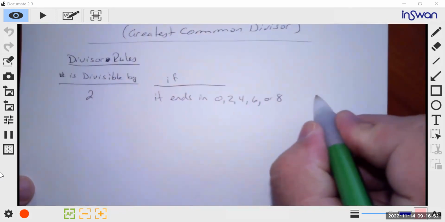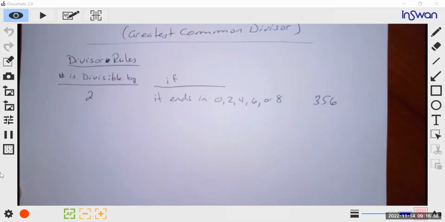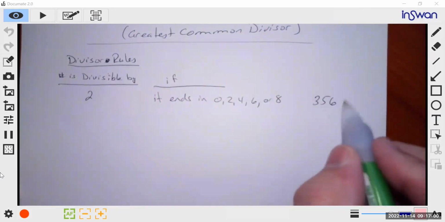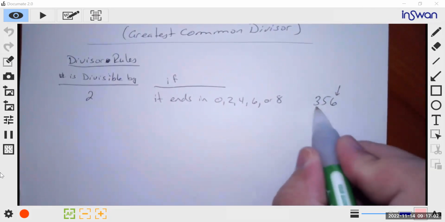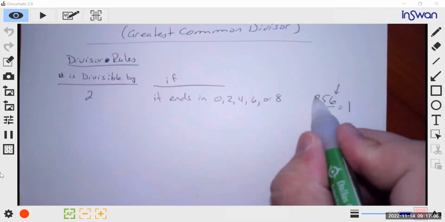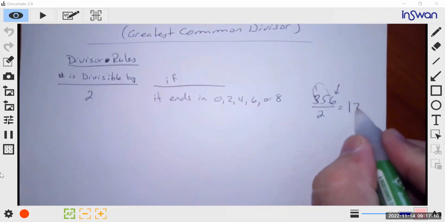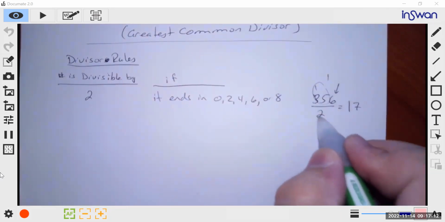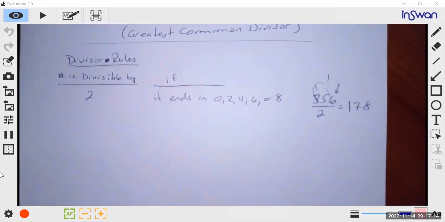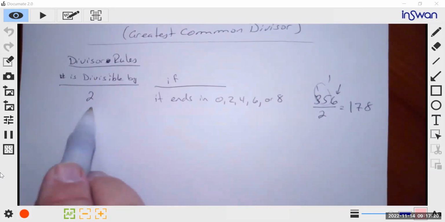For example, 3, 5, 6. Is that number divisible by 2? Yes, because it ends in a 6. We know it's divisible by 2 now. 2 goes into 3 once, with 1 left over. 2 goes into 15 7 times with 1 left over. 2 goes into 16 is 8. No matter what you give me, if it ends in an even digit or 0, it's divisible by 2.